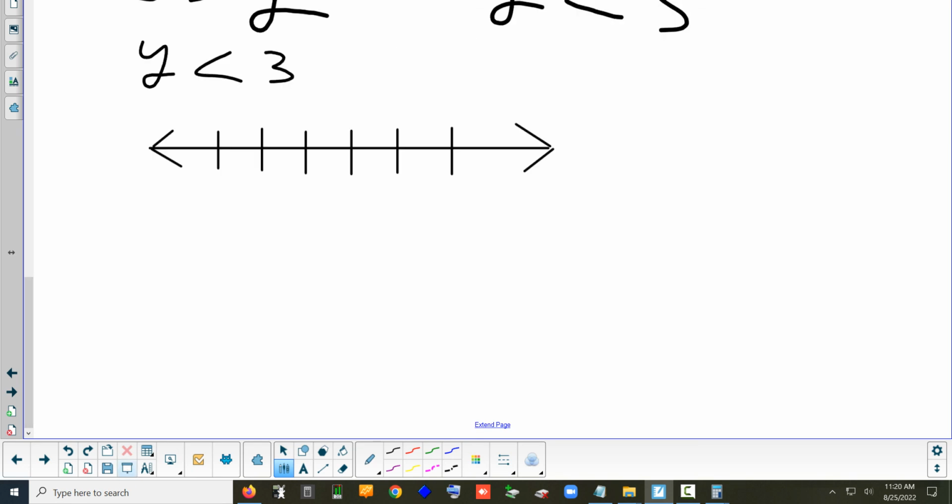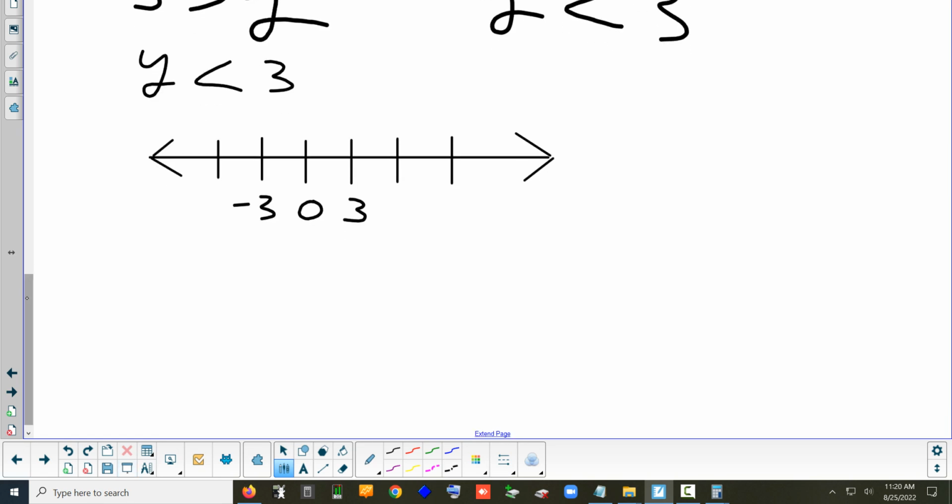So on our number line, let's just go 0, 3, negative 3. You'll have questions like this on Edge Elastic. It's pretty simple though to do inequalities. I'll show you how to do it. What kind of circle do we need? Open. Where do we put it? 3. And which way do we shade? To the left.